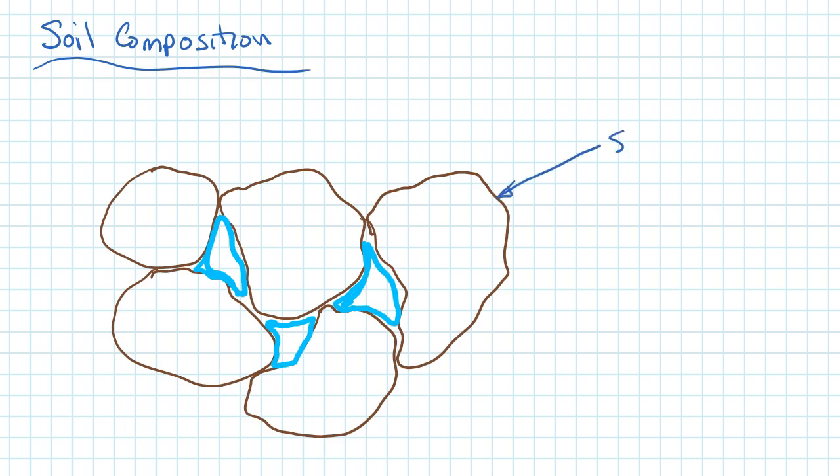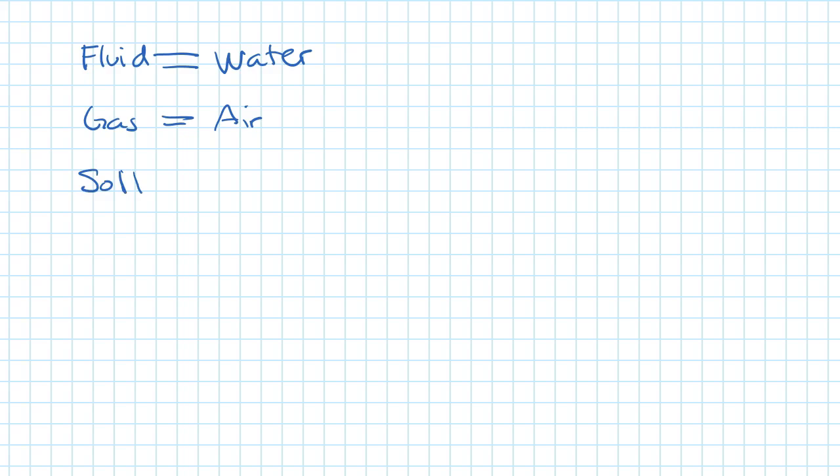And in addition to the fluids, we have gases in the voids. And so again, the brown circular shapes represent solids, the blue line represents a fluid, and then the other space represents a gas in there. The fluid that we are going to generally talk about in this course is water. The gas will be air, and then the solids are the soil grains themselves.